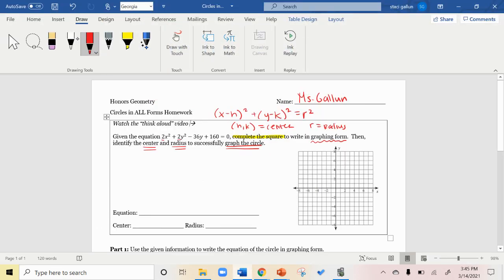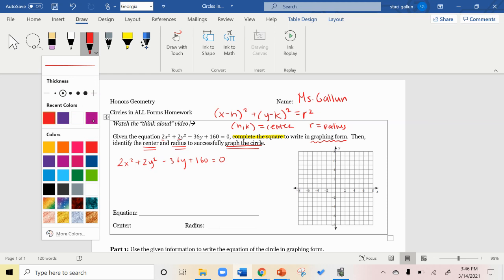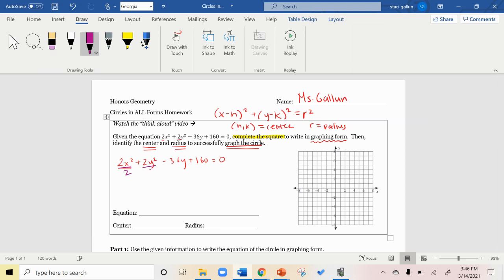So I think that's how I'll start this problem. When we did it in class, it worked, and then it looked like all the other problems. So I'm hoping it works here too. So I'll divide everything. Oh man, I wanted to use a new pretty color. There we go. Everything by 2.